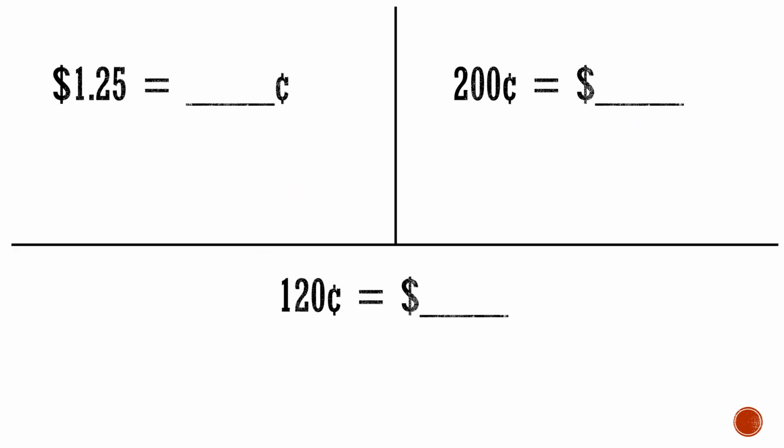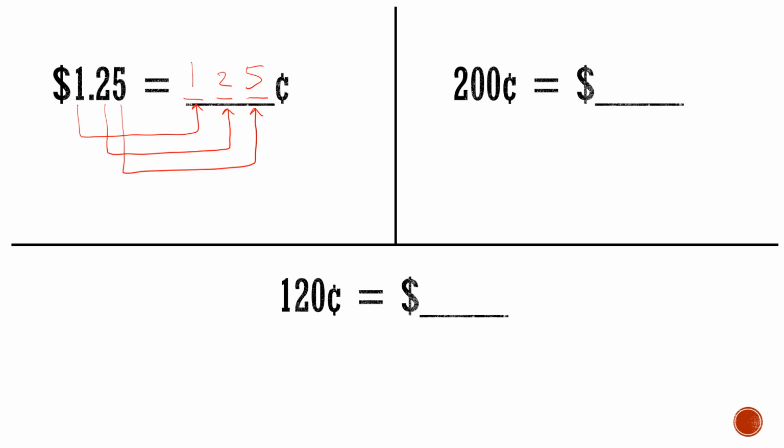Over here, $1.25 again. So we just split this into three digits. So 1, then after the decimal point, 2, and after that, 5. 1, 2, and 5. 125 cents. This is a very good example here.